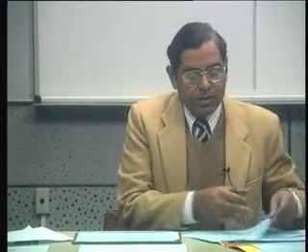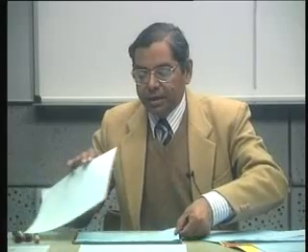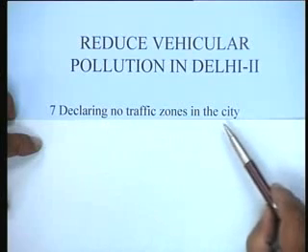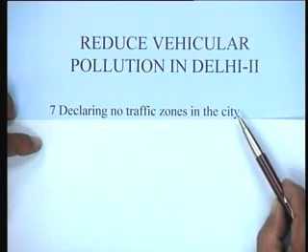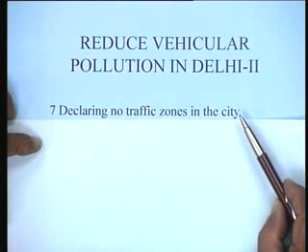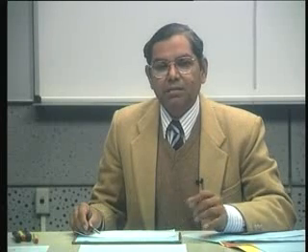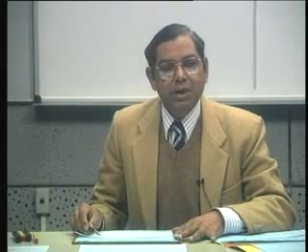Then let us talk about, see what else could be done. A seventh project that could be identified is declaring no traffic zones in the city. When you can identify some crowded areas like Chandni Chowk or maybe near Connaught Place, and you say that no vehicle will go there and people will park their vehicles further and it will be only walking. This kind of a strategy is there not only here but in many European countries as well, in many parts of America as well, where you have only no traffic zones, so people only walk there, that's all.